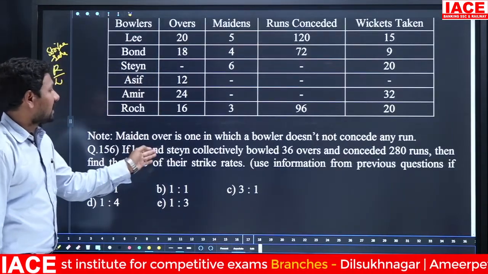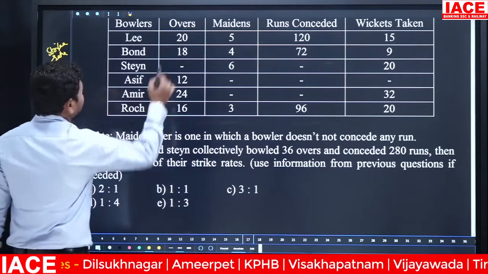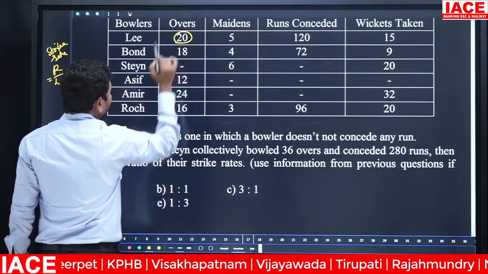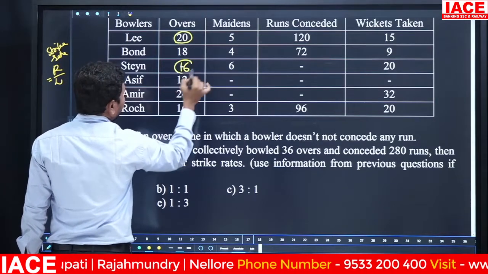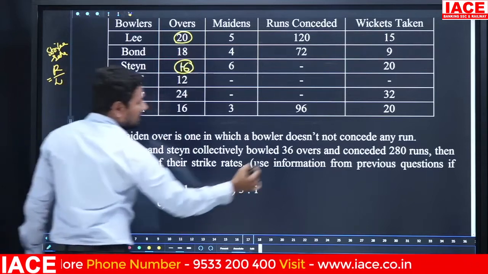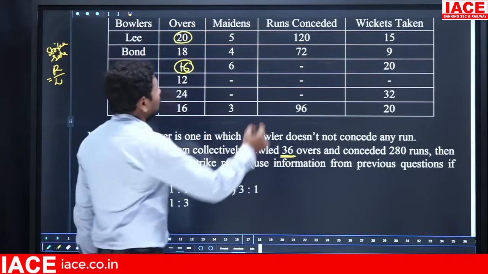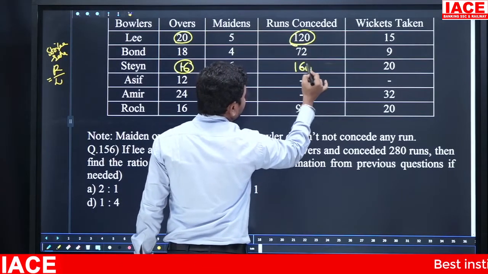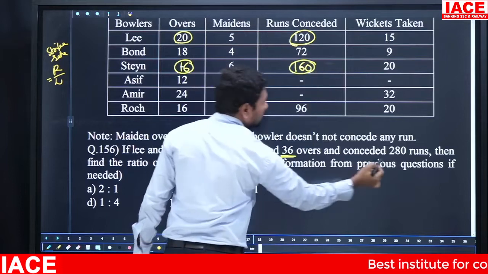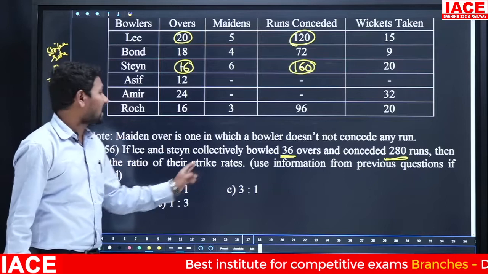If Lee and Stein collectively bowled 36 overs. Okay. Lee is already 20 overs completed, then Stein belongs to how many overs? 16 overs. 16 plus 20 is equal to 36 overs. And conceded 280 runs. 280 runs means in this, 120 runs are Lee's, the remaining is how many runs? 160 runs. 160 plus 120 total is how many runs? 280 runs. Then find the ratio of their strike rates.